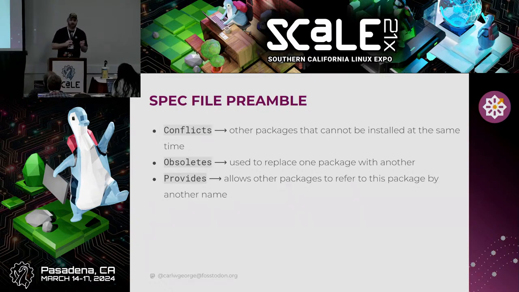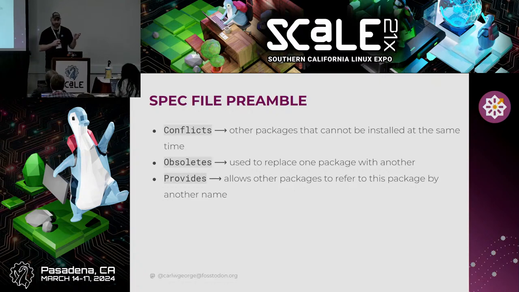Web servers in Fedora and CentOS actually all provide the name web server. So the HTTPD package, the Apache web server, provides web server, just the name web server. Nginx provides web server. Caddy provides web server. So you can have another package require web server and have that dependency satisfied by any of the other web servers. Doesn't matter. If you don't already have it installed, I don't remember how exactly it picks one. I think it might pick the one with the highest version.